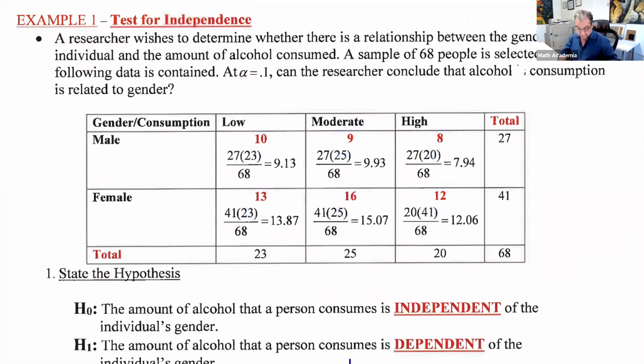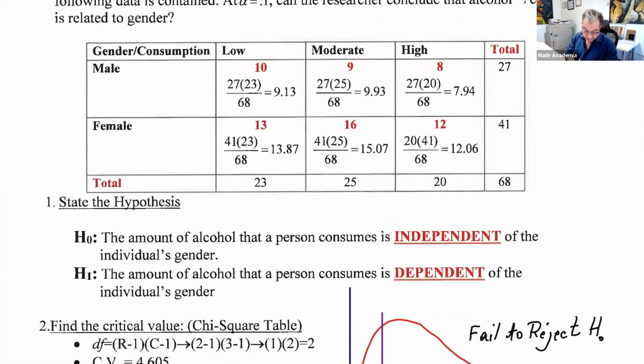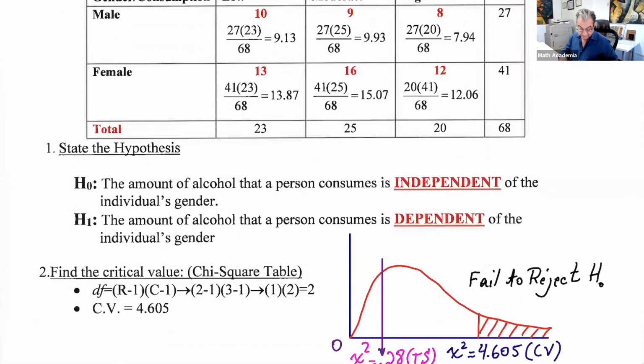The totals, sometimes they're given, sometimes they're not. If they're not given, you have to find the totals. So it's 9 plus 10 plus 8 is 27, and so on. 13 plus 16 plus 12 is 41, and vertically 10 plus 13 is 23, and you can get those too. And the grand total here is 68. If you add these numbers, you get 68, and if you add those numbers, you should get 68. That's a way to check yourself.